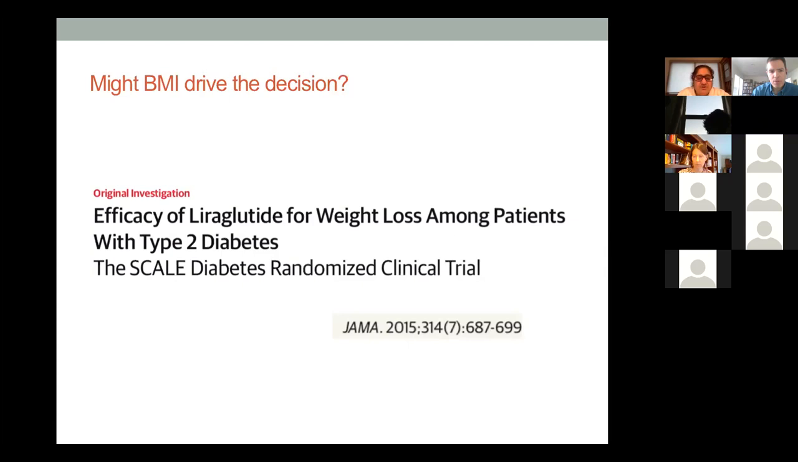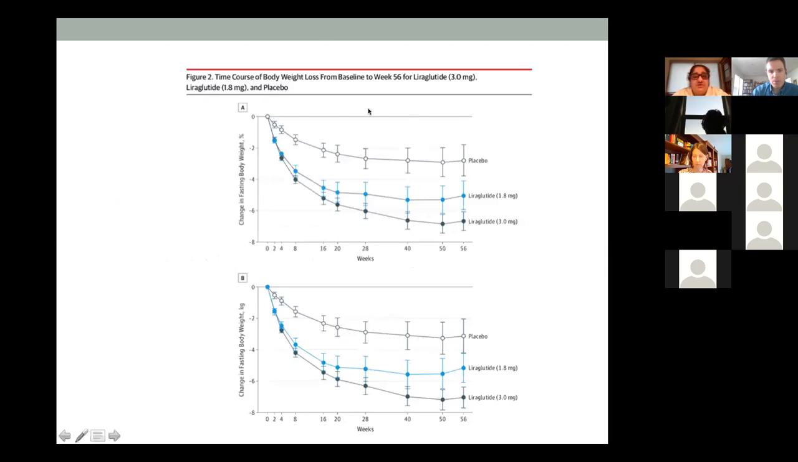So I'm only going to show you data from the SCALE trial. The top panel gives you percentage of weight loss. The bottom panel gives you absolute weight loss in kilograms. This trial was actually not just in diabetics, it was in all comers. But if you look at liraglutide or Victoza, both 1.8 milligrams and 3 milligrams give you a significant reduction in body weight. As long as the patient stays on these agents, it's a persistent weight loss. And you're getting about 6 kilograms with the 3 milligram dose of liraglutide. So could you make the case for using a GLP-1 agonist in this particular individual so that you can get a greater weight loss? Something to think about.